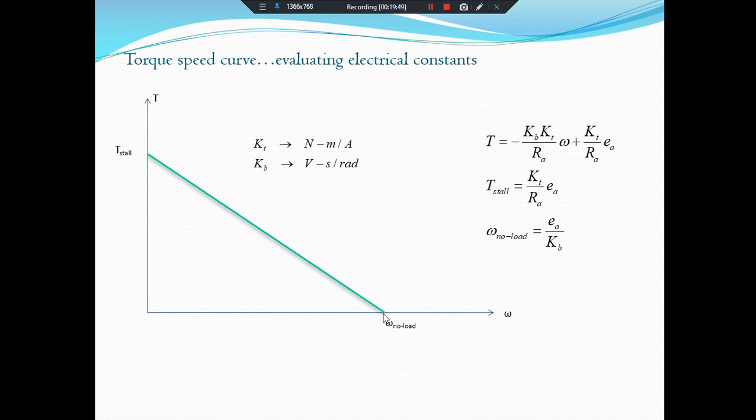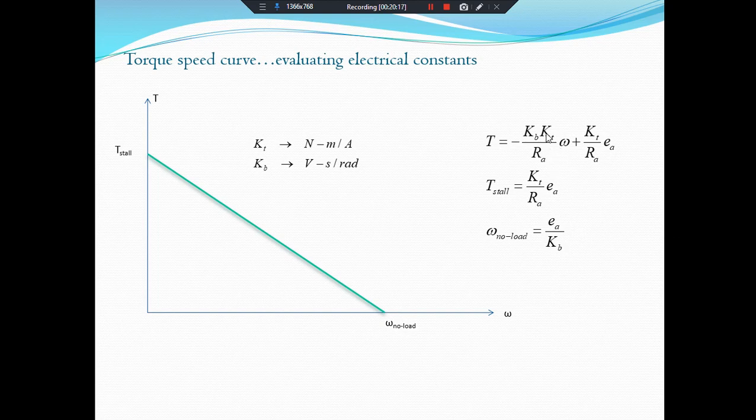then omega is equal to omega no load. So here omega is omega no load, and we will put torque here as 0. Zero is equal to this term, right? And we will get EA by KB, right?